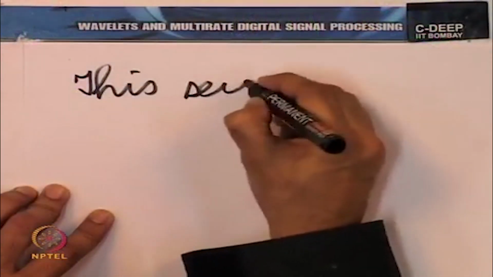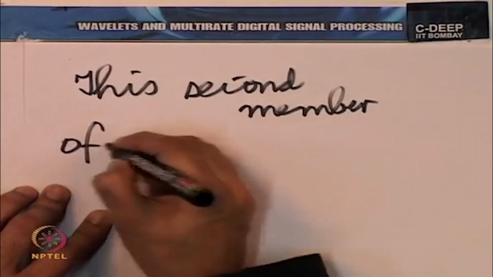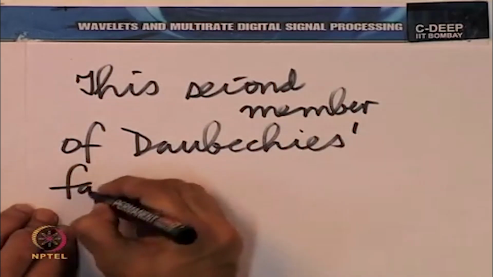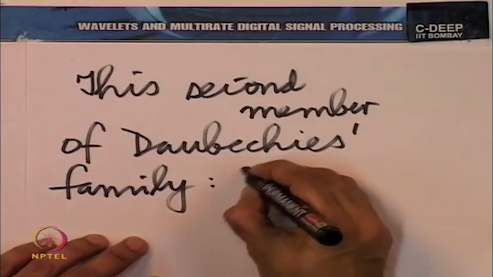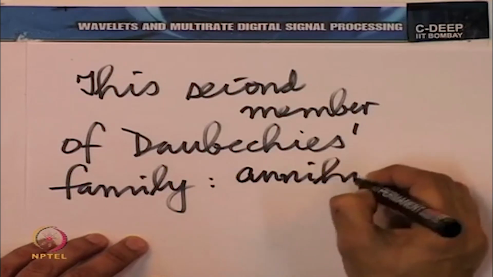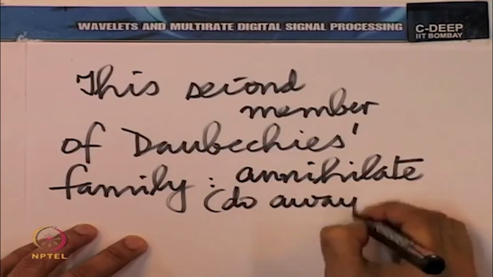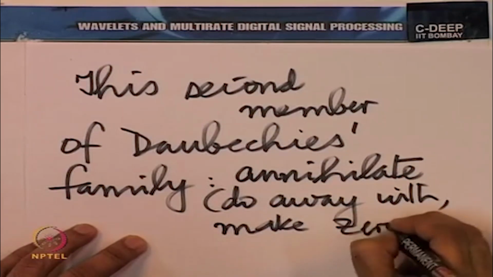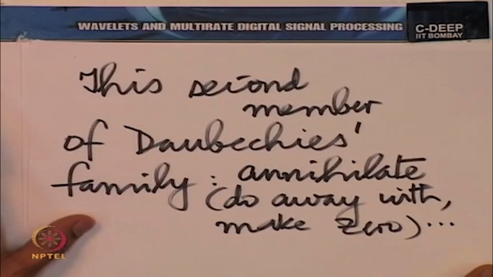The second member, this second member, would annihilate, or kill, or do away with, or make 0, whatever you wish to call that, annihilate polynomials of degree 1.